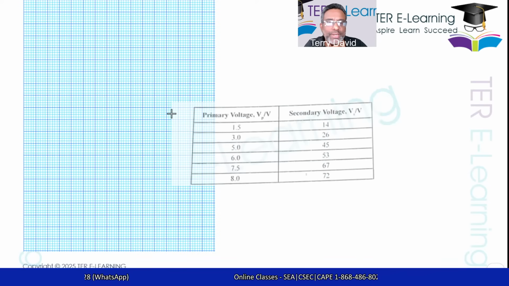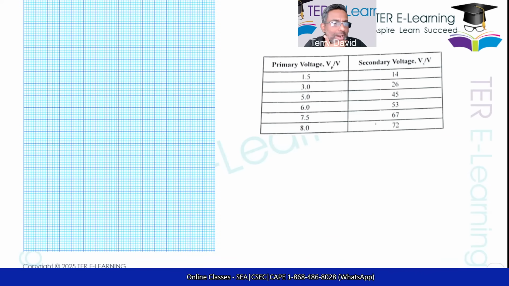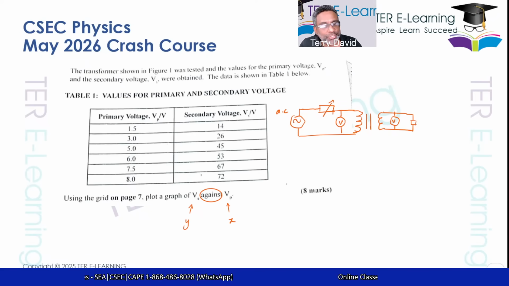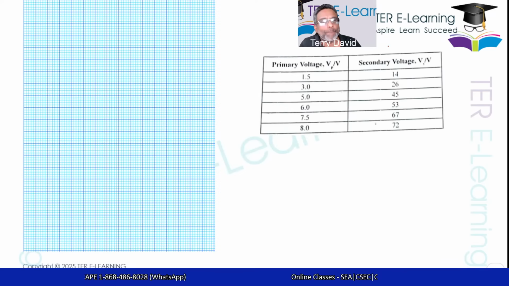Now I'll explain to you guys how CXC actually marks your graph, so you know how to get your marks as best as you can. So first of all, let's make sure we have VS is Y. So this here is your Y and VP is your X. Okay. So before you do anything in the exam, make sure you can identify what this is first, which one is which.